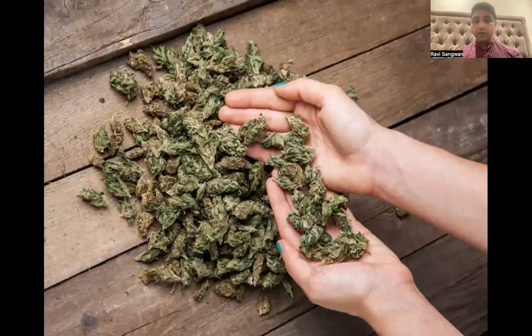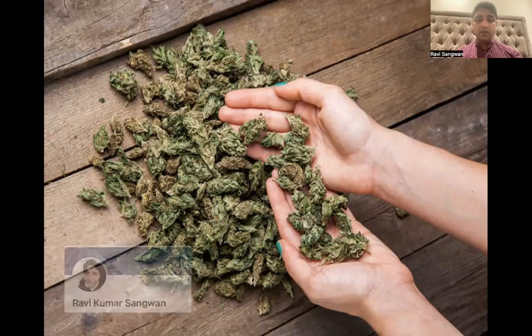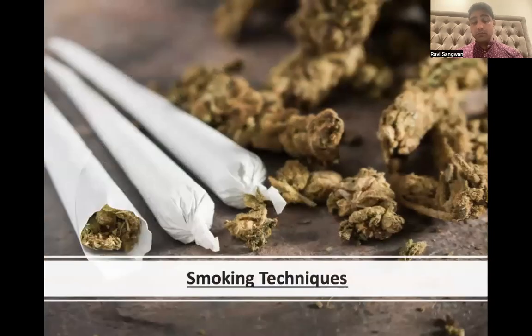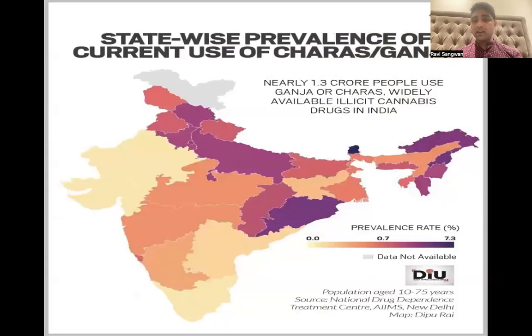And this contains fruiting tops and also seeds. So this is also ganja physical identification. People use smoking techniques to inhale charas and ganja. And this is the state-wise prevalence of current use of charas and ganja. You can see the prevalence rate in Haryana and also the region of Himachal Pradesh, Haryana, and Uttar Pradesh is high. So people are using more charas and ganja in these areas.